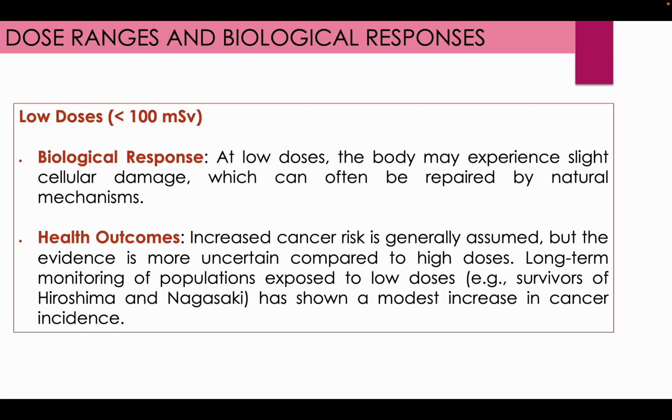Now, let's talk about the dose ranges and its biological responses. So, earlier we discussed the dose ranges and their effect on the body systems. Now, we will look at the biological response on the different ranges of the dose. Okay, so for the low doses, or less than 100 millisieverts, the biological response is that the body may experience slight cellular damage which can often be repaired by natural mechanisms. And then, for the health outcomes, increased cancer risk is generally assumed, but the evidence is more uncertain compared to the high doses. So, long-term monitoring of populations exposed to low doses, such as the survivors of Hiroshima and Nagasaki, has shown a modest increase in cancer incidence.